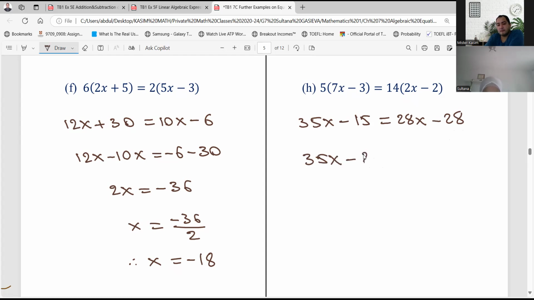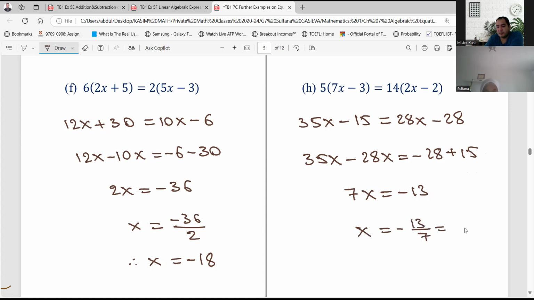35x minus 28x equals negative 28 plus 15. Next, 7x equals negative 13. So x equals negative 13 over 7, or we can write it as a mixed number, negative 1 and 6 over 7, right? Yeah, because 1 times 7 is 7, 7 plus 6 is 13.